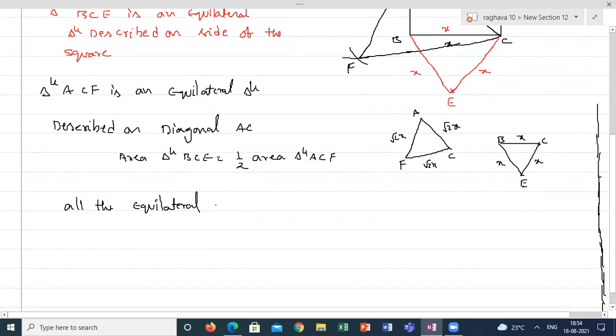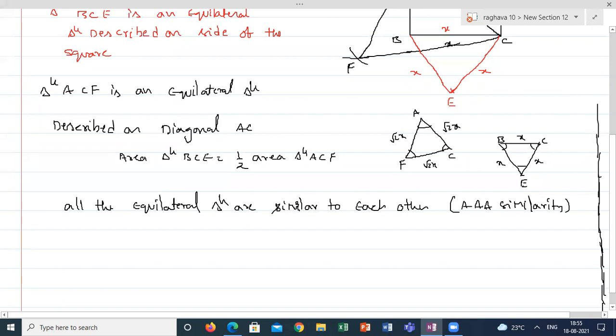Students, did you get what I'm saying? All the equilateral triangles are similar to each other or not? What is the reason? If I'm asking what is the reason, I can say AA similarity criterion. Because if I'm taking a triangle here, all the angles are 60. Here also all the angles are 60.